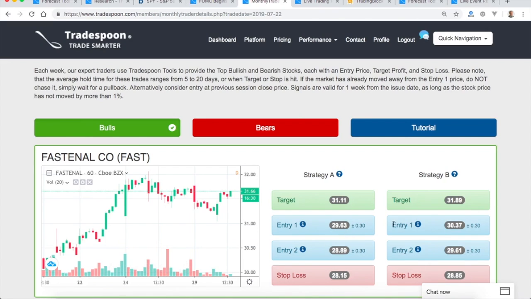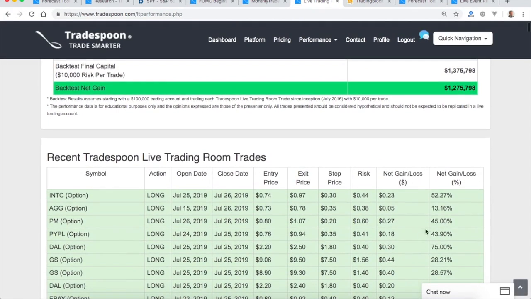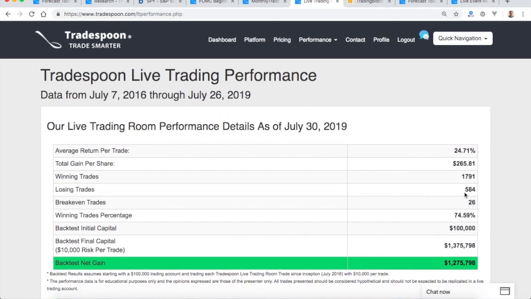We also provide specific entry and exit points for different strategies, and this just shows you the different models we provide at TradeSpoon. Right now we have 3 main models: day trading, active trader, monthly trader, and a weekly trader. All these models we trade in a live trading room environment. You can see all of our bullish and bearish trades that are recorded here. We're averaging 75% accuracy in the live trading room.